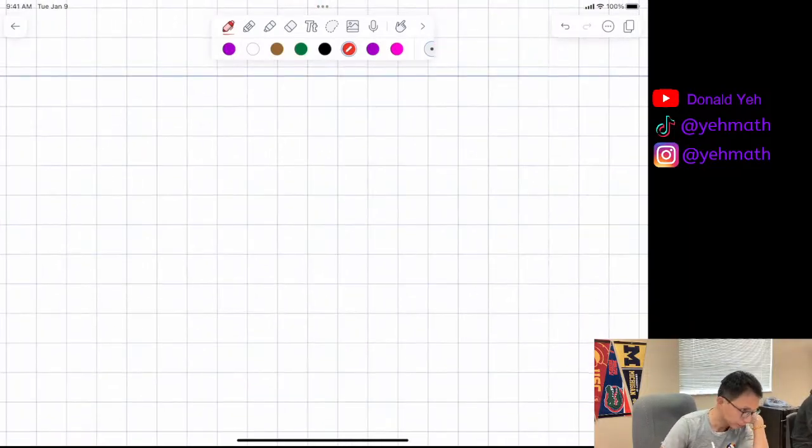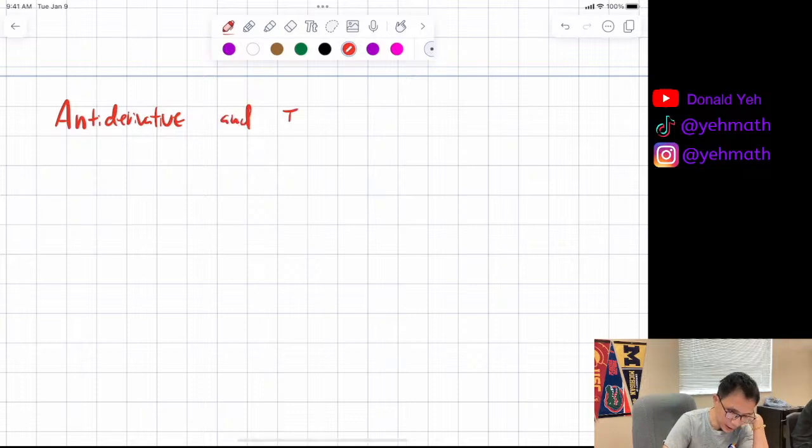Okay, so also there is a name called antiderivative, which is the opposite of a derivative, or the inverse of a derivative to be more precise. And there's also another name, indefinite integrations.